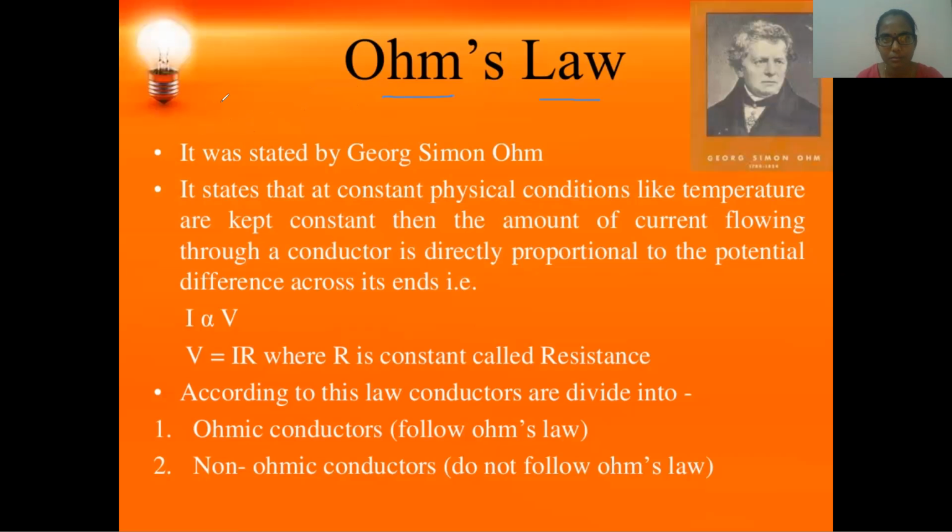First of all, to understand this, you know conductors and insulators, right? Conductors allow electric current or electrons to pass through them. They will allow electric current to flow through them. And insulators do not allow electric current to flow through them. They are called insulators.